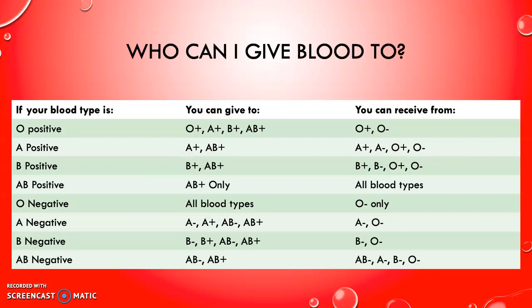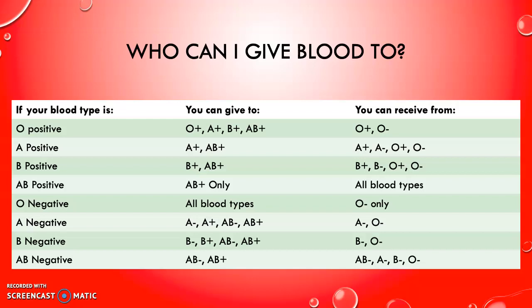There are universal donors, and the universal donor is O negative blood. It can give to any blood type, but it can only receive from O negative. And that goes along with universal donors and universal receivers. O positive blood can give to all of the positive blood groups, so O positive, A positive, B positive, and AB positive. And you can receive blood from O positive and O negative.